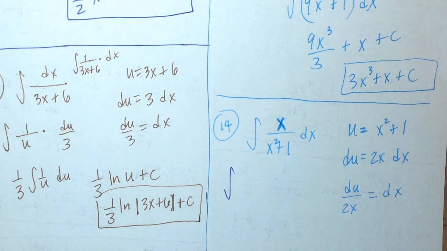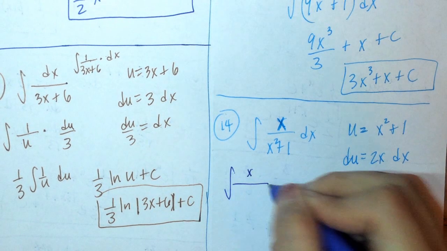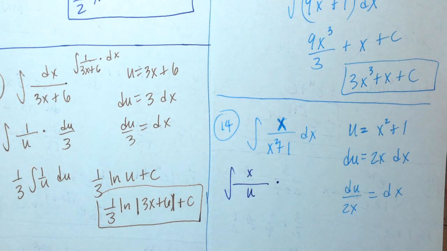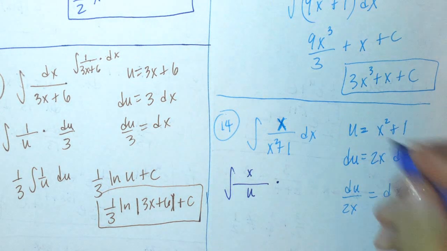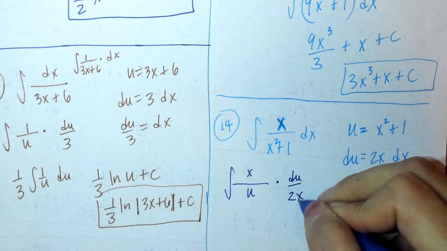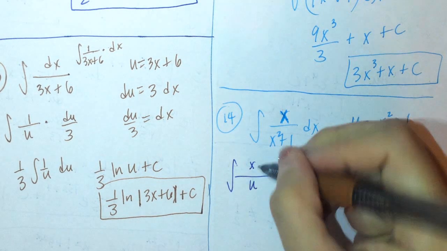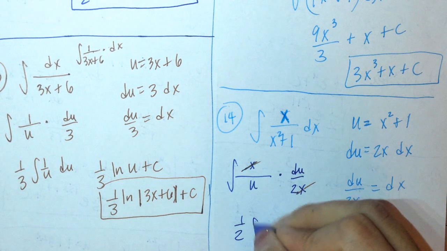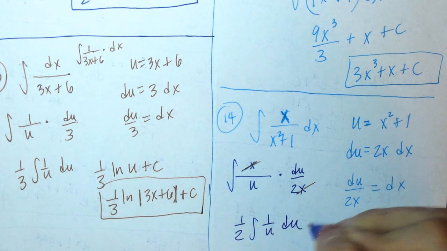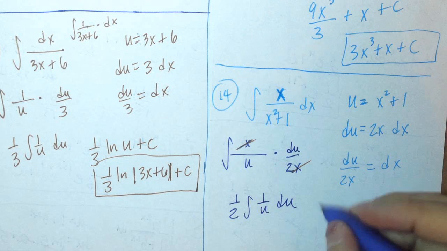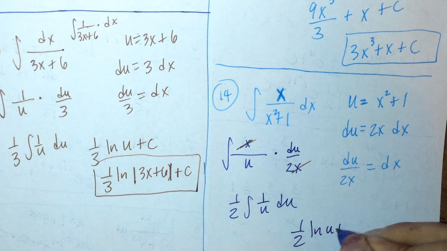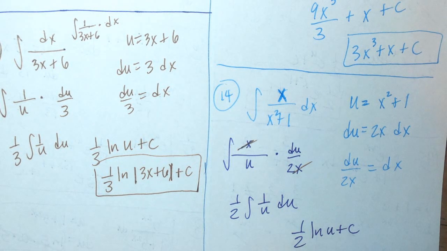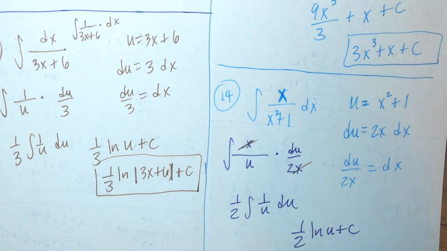So when I rewrite, this will be x over x squared plus 1. That's u. And then my dx is du over 2x. So I can see, oh yay, my x's cancel. Pull out that 1/2. I get 1 over u du, which is then ln of u plus c. So I get 1/2 ln of x squared plus 1 plus c.